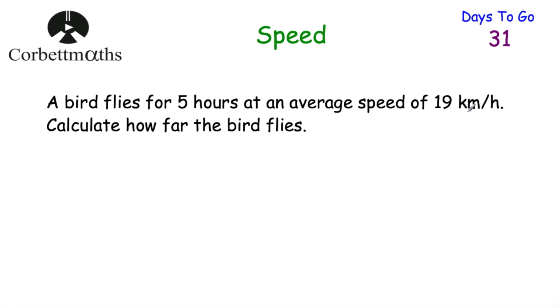Okay, so the bird flies at a speed of 19 kilometers per hour, so 19 kilometers every hour, and it travels for 5 hours. So it's going to be 5 lots of 19. So the distance is equal to the speed multiplied by the time. So if we do the speed, which is equal to 19, multiplied by the time, which is 5 hours, that'll tell us how far the bird flew. So 19 multiplied by 5 is equal to 95, and remember we're dealing with kilometers here, so 95 kilometers. So the bird flew 95 kilometers, and if you got that, well done.